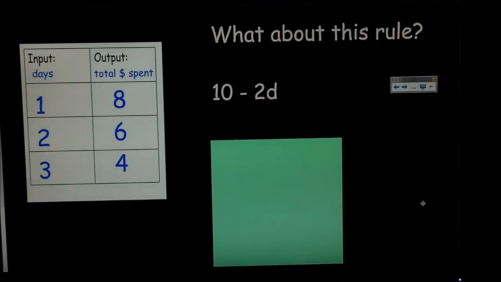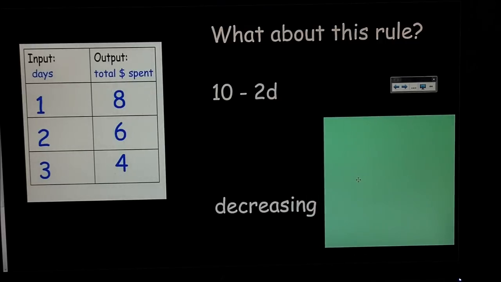The second example that we had yesterday was this one. If I look at my inputs, they are increasing, but my outputs are decreasing. I'm counting down, 8, 6, 4. Because the inputs and the outputs are going in opposite directions, this is decreasing. If you remember from yesterday, this graph was moving downhill. You can look back at your notes if you want to see how this looks in graph form.